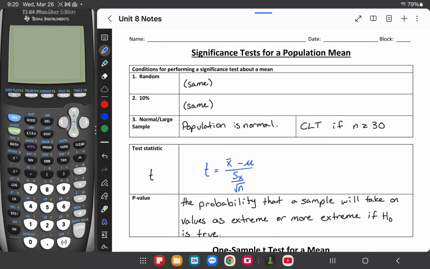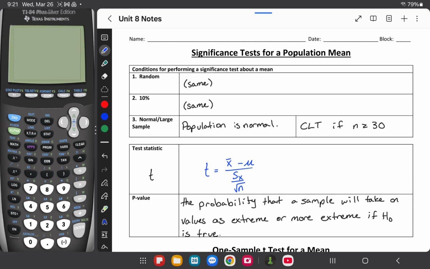All right, guys. So in today's video, we're going to be talking about how to conduct a significance test for a population mean. Let's start by talking about what conditions have to be checked in order to perform this significance test. The first two are actually the exact same as they are for a proportion.